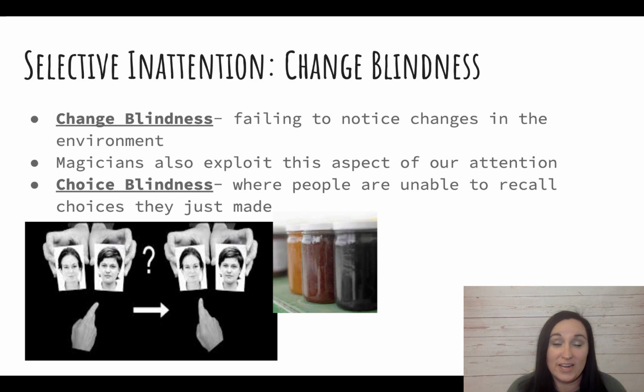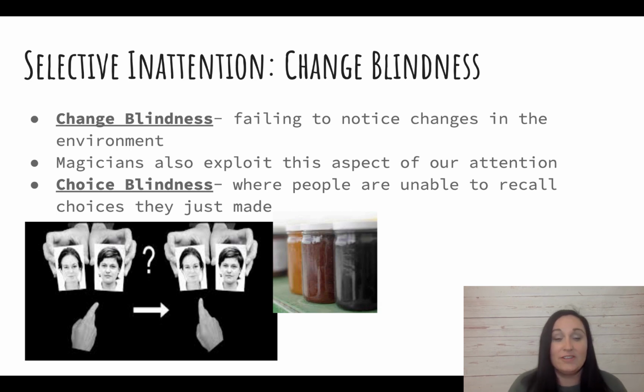Another form of our inattention is change blindness. This is failing to notice a change in the environment. So something was one way and now it's another. For example, an item in the background changed from being a picture of the ocean to a picture of the forest. It's usually something like background, something that's not super important.